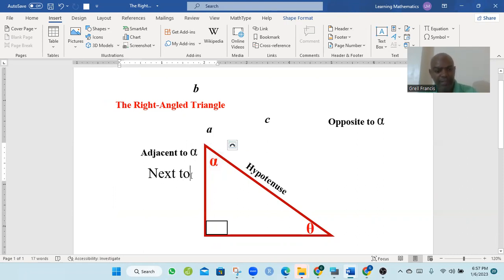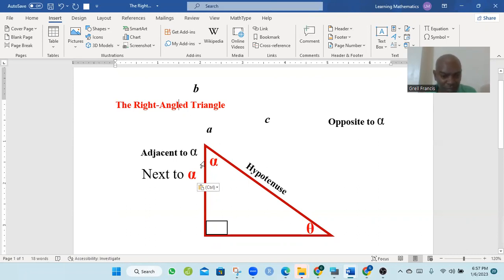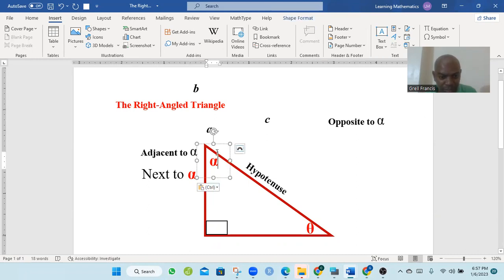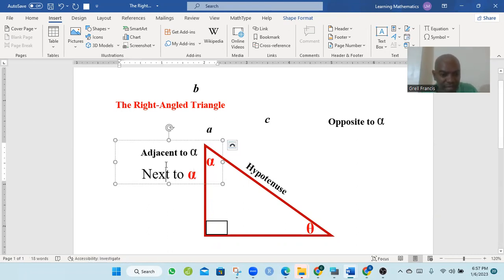Right. The list of formulas will use the word adjacent, because adjacent means next to. As you can see, alpha is very next to that side. It actually touches it, isn't that so? If you bring alpha a little closer, isn't it touching it? It is next to it. This side is adjacent to alpha. So you can label this side adjacent to alpha.